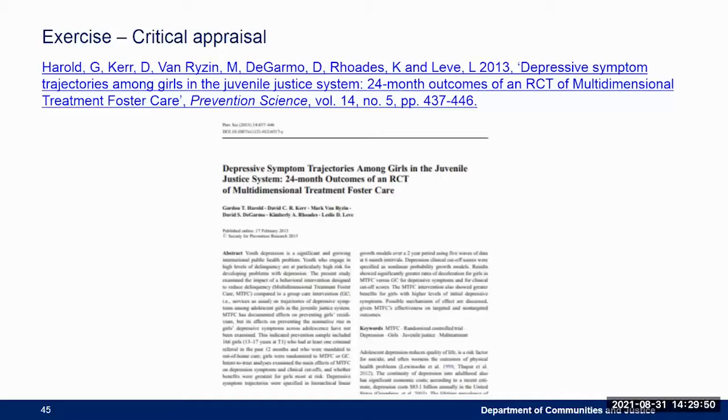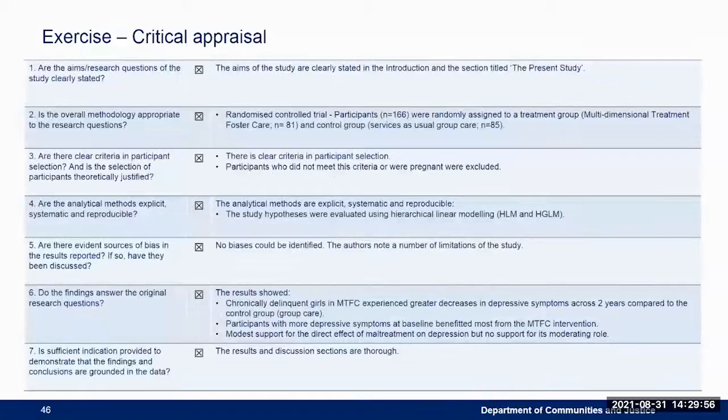So I've pulled out this article, it was in our search, and it is a little bit older now, it's 8 years old, but it's still relevant, and it's still obviously one of the articles that's relied upon to give Treatment Foster Care Oregon the rating that it has.